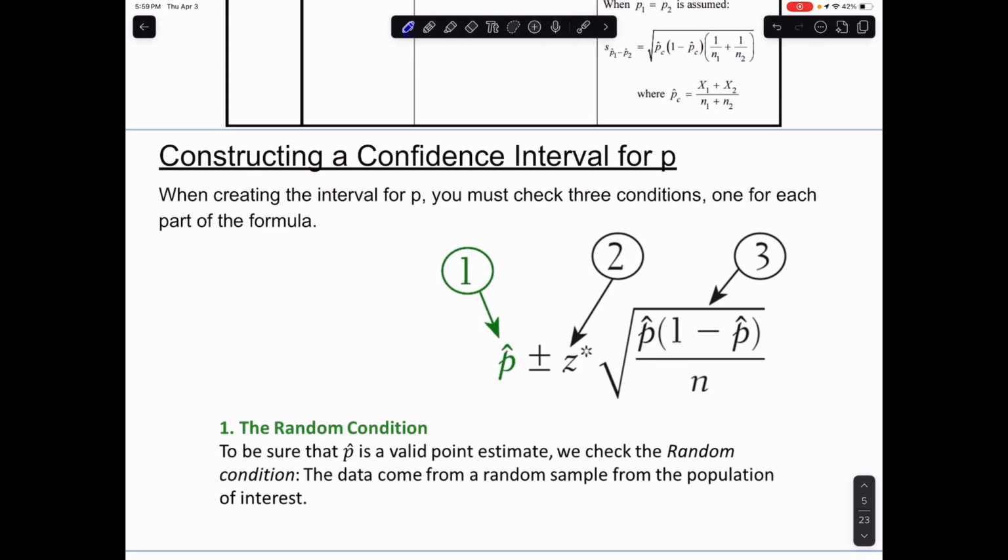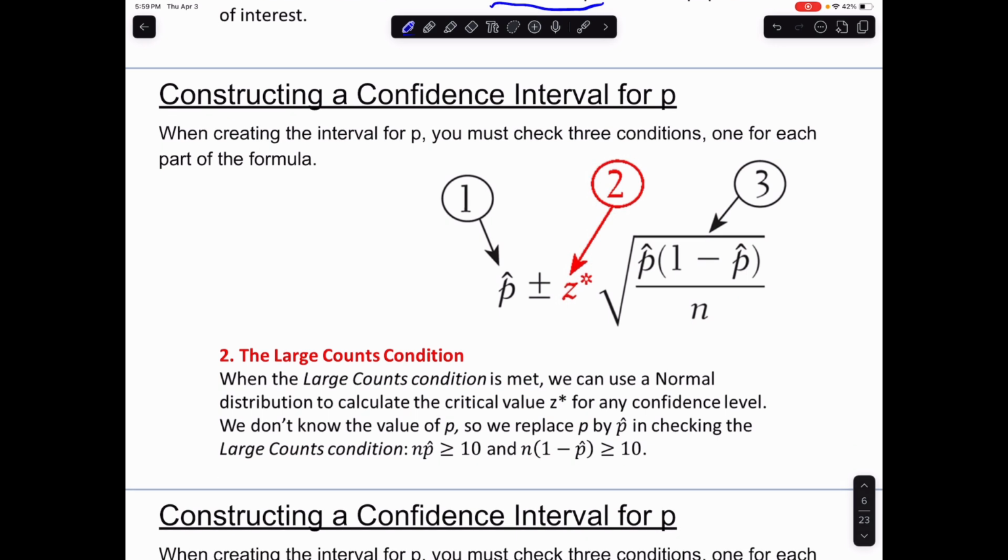Now, just with the way that we did things in chapter 7, there are conditions for confidence intervals as well. There's 3. One is the random condition, making sure that we have a random sample. With no random sample, we can't extend our thinking to the population at hand.